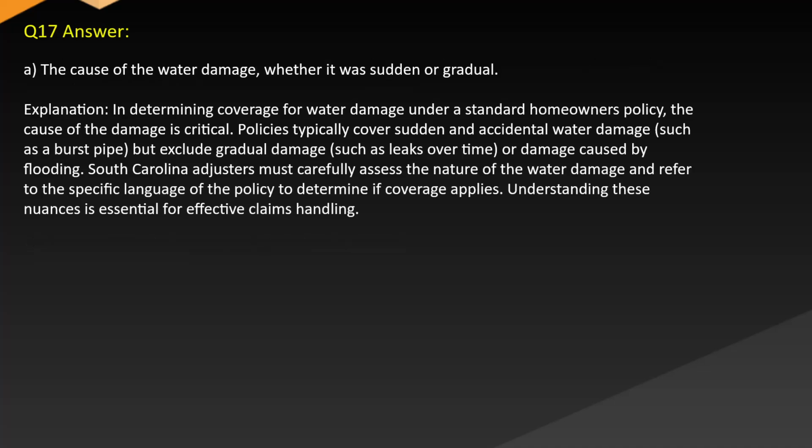Answer. A. The cause of water damage, whether it was sudden or gradual. Explanation. In determining coverage for water damage under a standard homeowner's policy, the cause of the damage is critical. Policies typically cover sudden and accidental water damage, such as a burst pipe, but exclude gradual damage, such as leaks over time or damage caused by flooding. South Carolina adjusters must carefully assess the nature of the water damage and refer to the specific language of the policy to determine if coverage applies. Understanding these nuances is essential for effective claims handling.